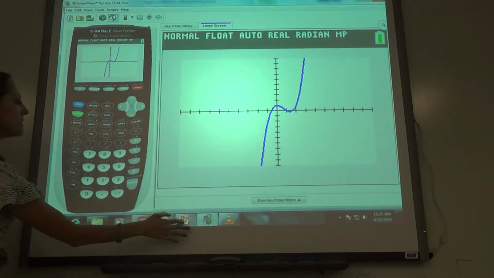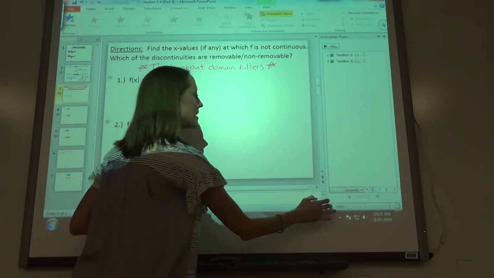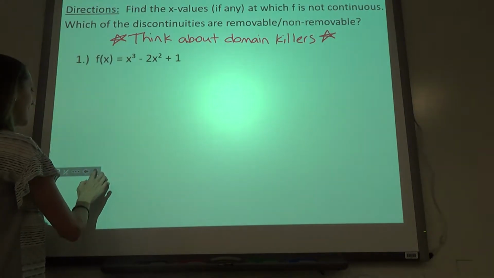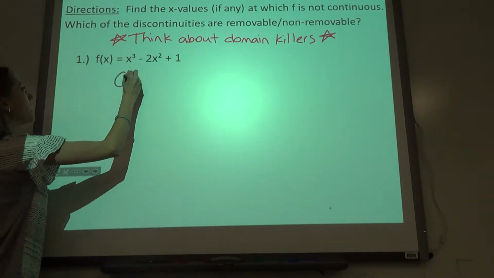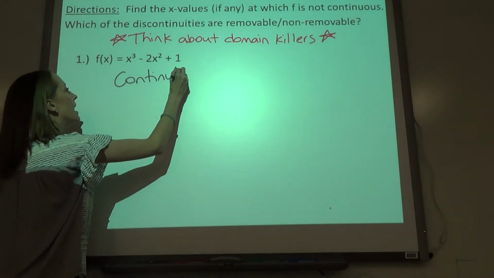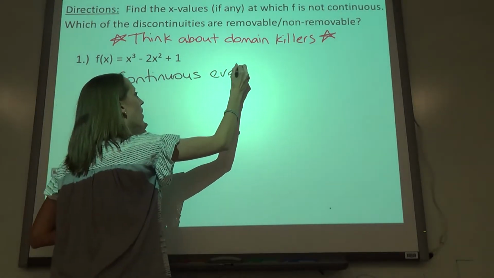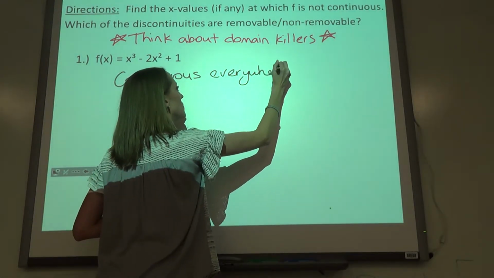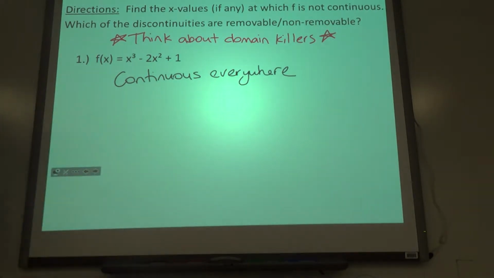So all I would say on this problem is I would just put continuous everywhere. I don't have any x values where there are discontinuities. So you don't even have to go on to classify them as removable or non-removable because you don't have any. So that's all we'd have to say on number 1.